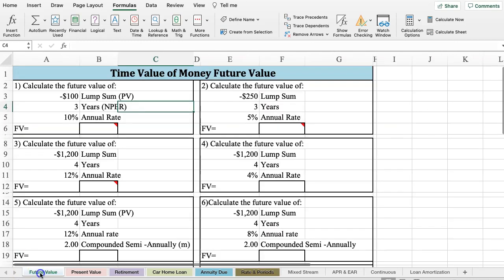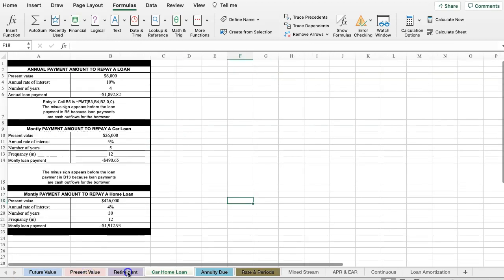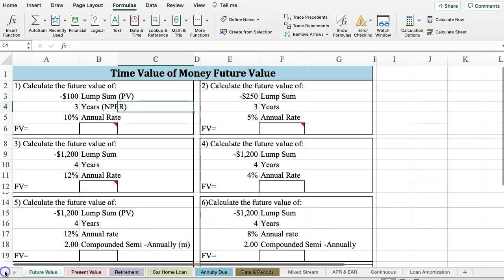To get to the tabs, you just click on the tabs, and if you have a very small screen, you can use the arrows to switch between them. So the first tab we're working on is future value. We have the first problem here of $100 for 3 years at 10%. In Excel, we enter it as a negative amount because that's a negative to your cash. You invest your $100, so we usually denote that as a negative amount.